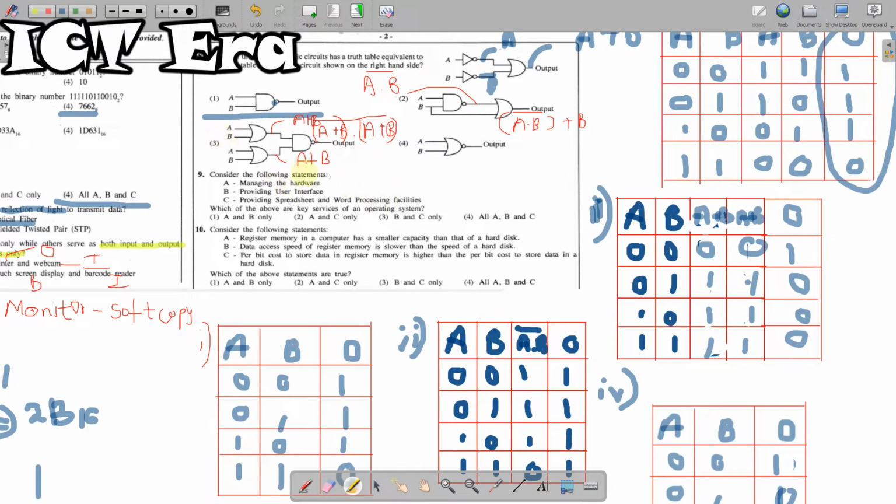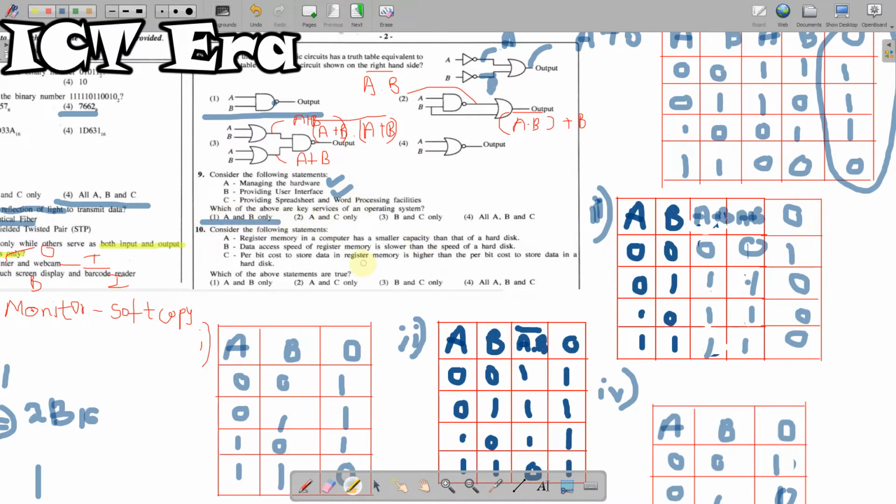Which of the above are key features of an operating system? So there are two main key features: managing the hardware and also providing the user interface. So let's see the answers. Managing the hardware, yes. Providing user interface, yes. Providing spreadsheet and word processing facilities, no. So it should be A and B.